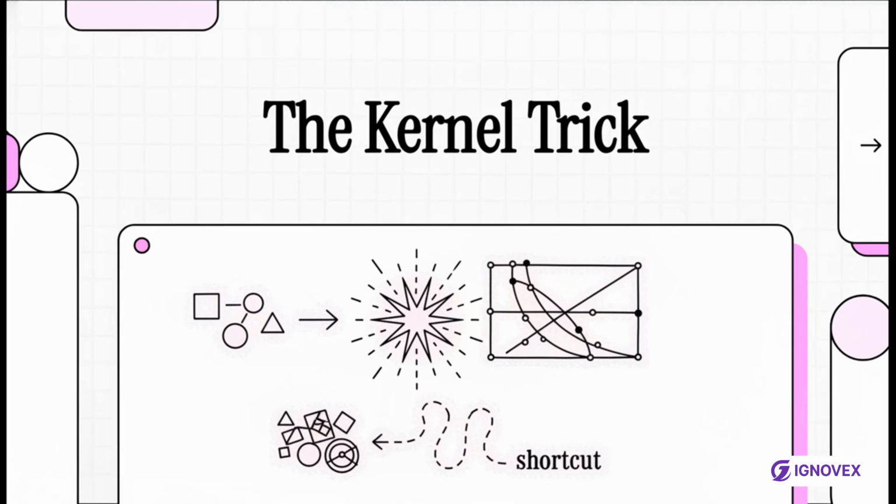Today, we're jumping into a really clever mathematical idea called the kernel trick. Now, stick with me here because this is a concept that gives a pretty simple algorithm some serious superpowers, letting it solve incredibly complex problems with what is essentially a beautiful shortcut.